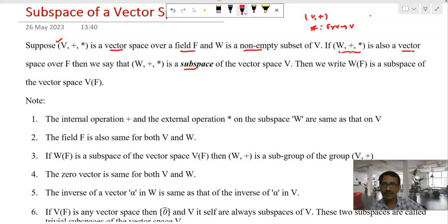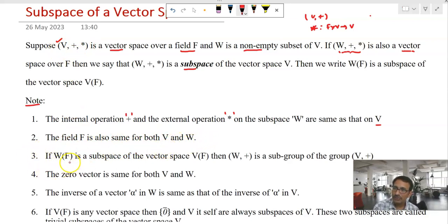And moreover, see the first point. Note points: plus is called the internal operation and star is called the external operation. These are the same as those on V. So the plus and star operations on W are exactly the same as the plus and star on V, right? And the field F is also the same for both V and W. That is the second point.